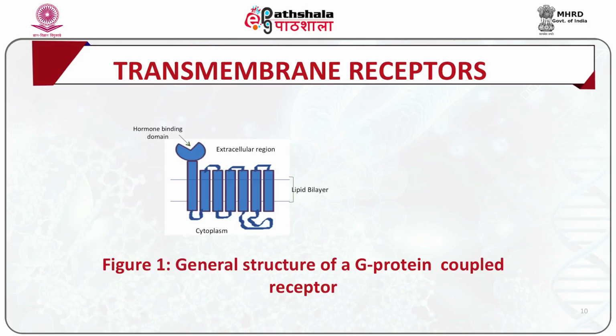Talking about the transmembrane receptors. Many hormones are soluble in water, like peptide hormones and glycoprotein hormones. These hormones can't diffuse through the plasma membrane. Hence, their receptors are located in the plasma membrane. There are two major types of transmembrane receptors. One is G protein coupled receptors or GPCRs, and second is enzyme linked receptors or kinase receptors. First, we will talk about the G protein coupled receptors.